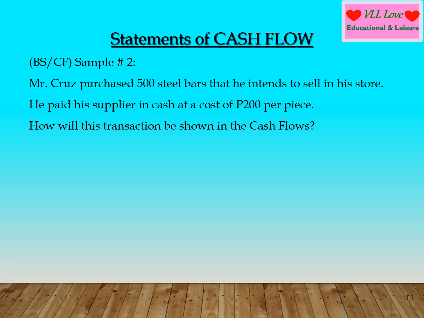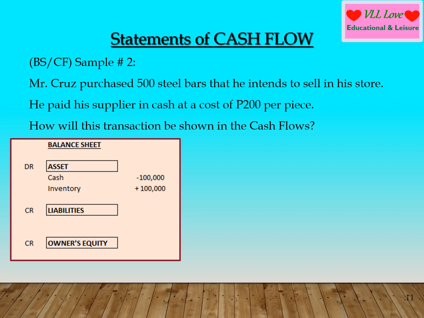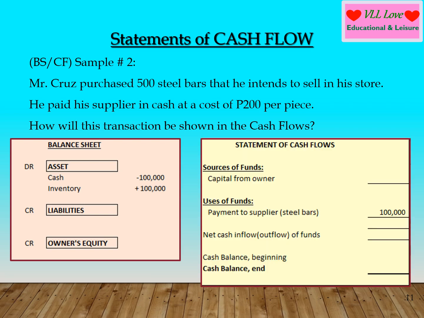Again, sample number 2, Mr. Cruz purchased 500 steel bars that he intends to sell in his store. He paid his supplier in cash at a cost of 200 per piece. How will this transaction be shown in the cash flows? So for balance sheet purposes, the amount of 100,000, which is 500 steel bars times 200, will be reflected as deduction in cash and inventory of 100,000 as addition. So in the statement of cash flows, it is reflected under the uses of funds. This is a reduction because it is a payment to a supplier.